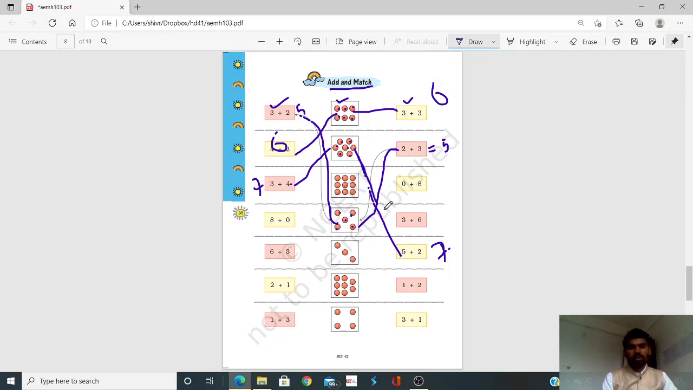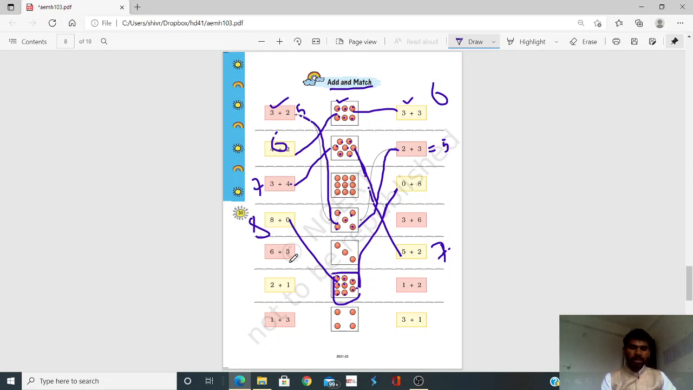Okay, now 8 plus 0 is equal to 8. Now we have to find the same in this box also. 0 plus 8 is equal to 8. Now we have to find 8 circles in this box. 1 2 3 4 5 6 7 8. Now we get 8 circles in this box, therefore we have to join the line with these two same numbers, right?